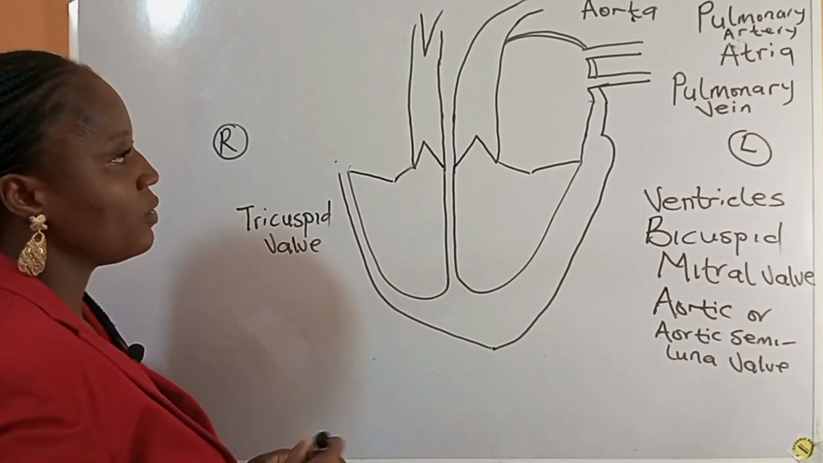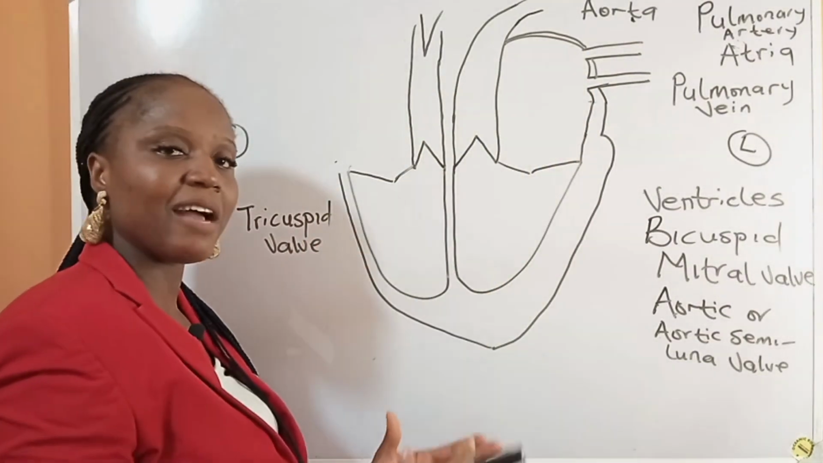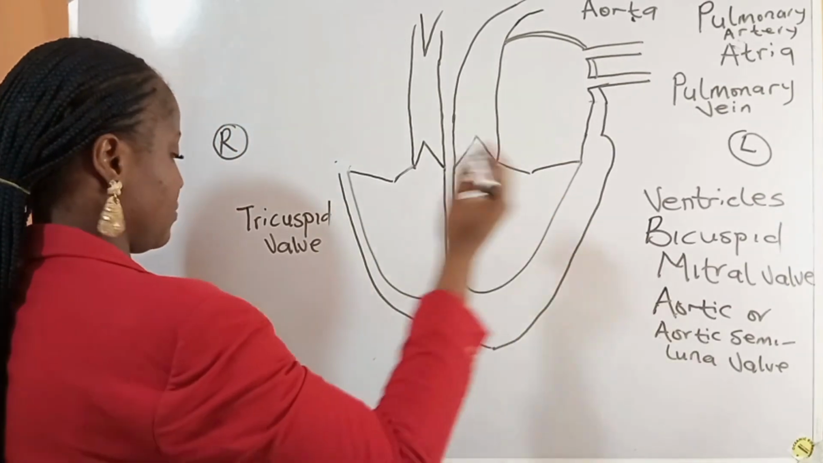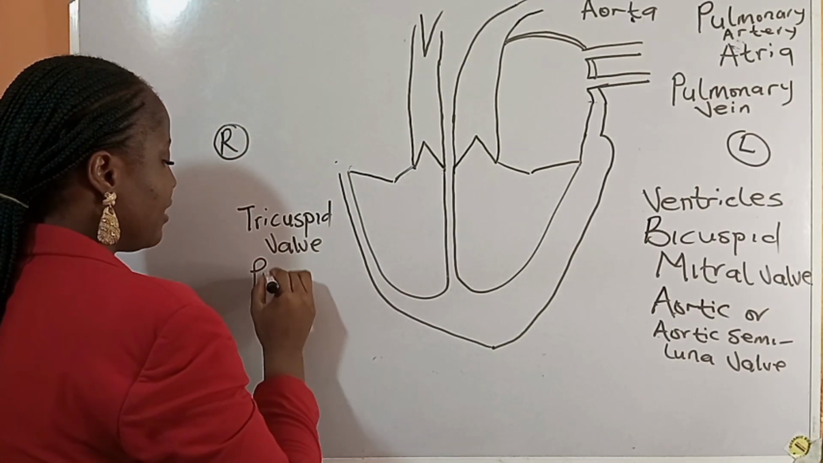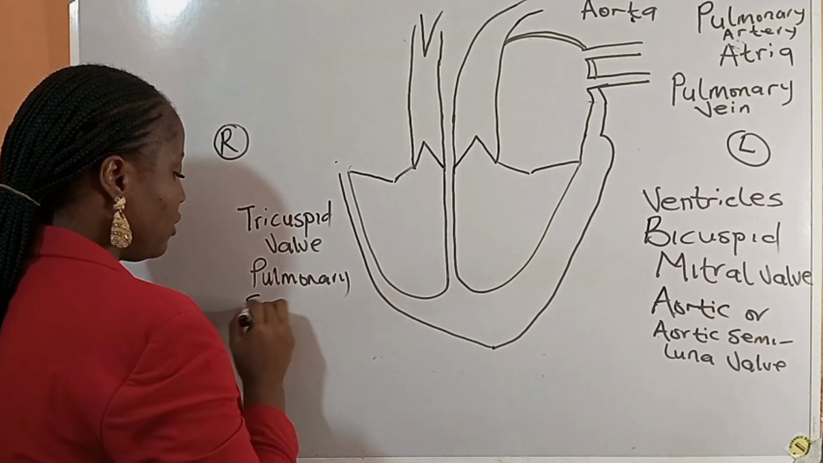While this valve which points up, guarding the pulmonary artery, is known as the pulmonary valve or the pulmonary semilunar valve.